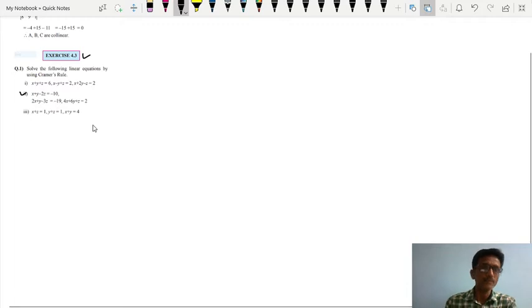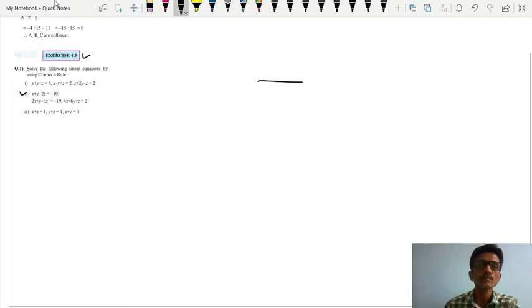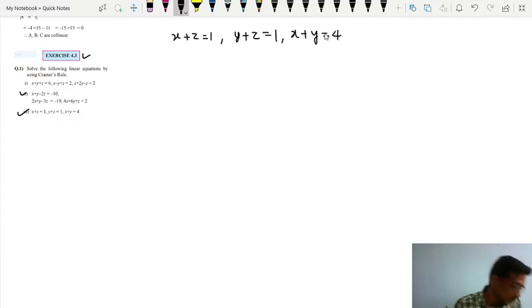Question number 3. So the question is, x plus z equals 1. Yes, students. Then the next equation is y plus z equals 1. And the next equation is x plus y is equal to 4. Okay, this question will be very easy. X plus z is 1, y plus z is 1, and x plus y is 4.